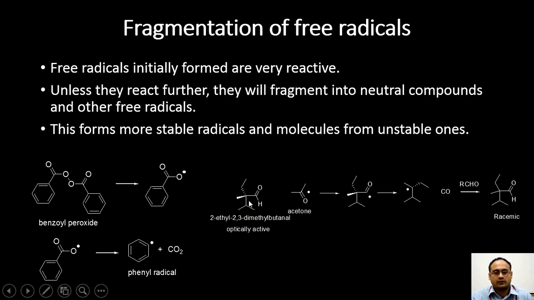Similarly, when this optically active compound is treated with acetone in the presence of light, the acetone radical will be generated, which will transfer the radical character to this molecule by abstracting this proton, and then the radical character will be generated at the carbonyl center. This will lose a molecule of carbon monoxide and give us the alkyl radical, because that is more stable than this radical, and then it may further react back with another molecule of the aldehyde to give the racemic compound. So this fragmentation and rejoining of the radicals can be seen and understood from these examples.